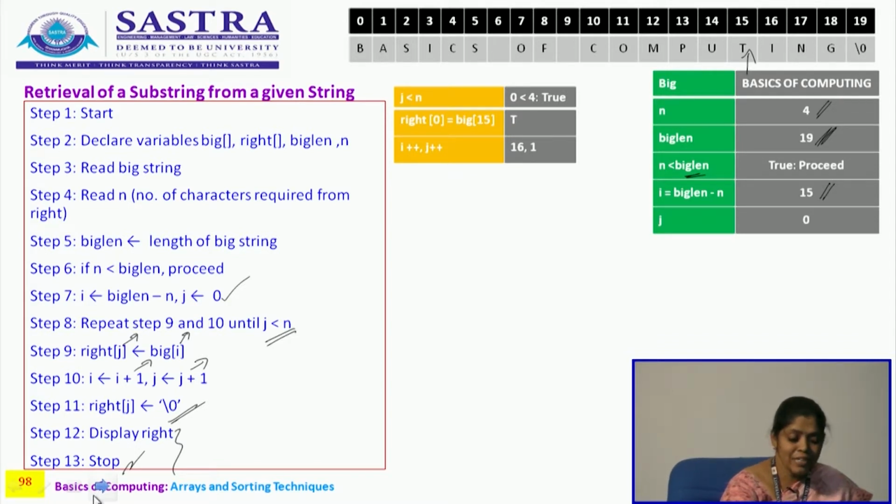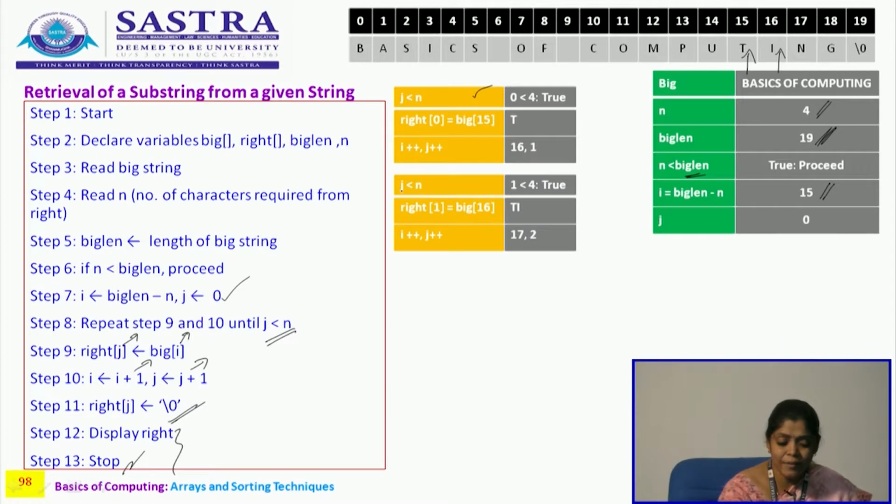First we have to check whether j is less than n. Yes, j is 0, your n is 4, which is less than n. So the condition is true, we can enter into the loop. Inside the loop, the operation is right of j equal to big of I. Big of I means this time your I is 15, which is T, which has been stored in the character array. Then you increment both I and j. So I is incremented one more step.